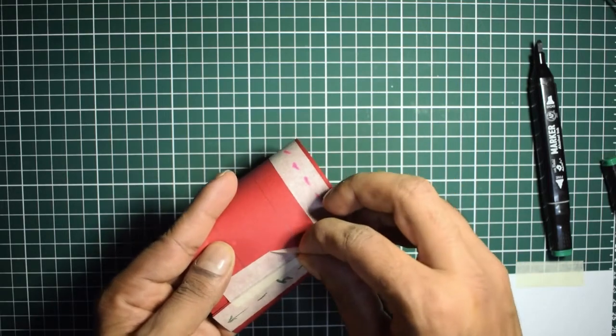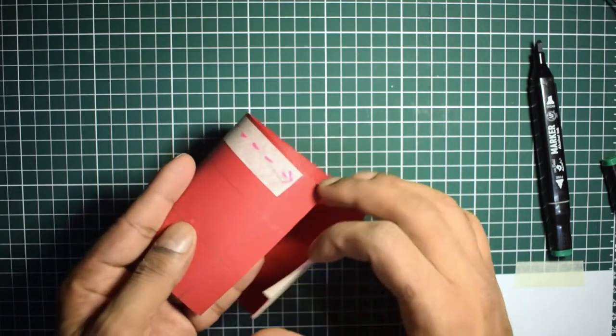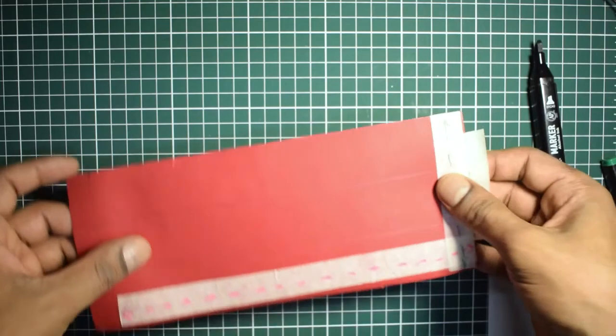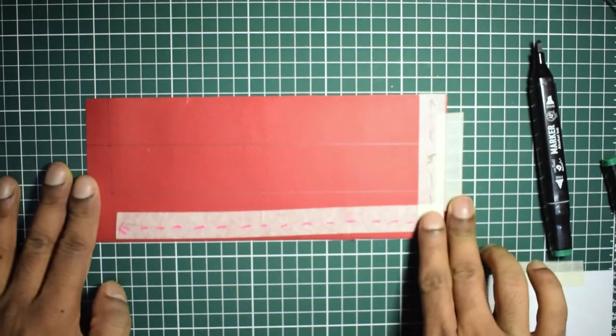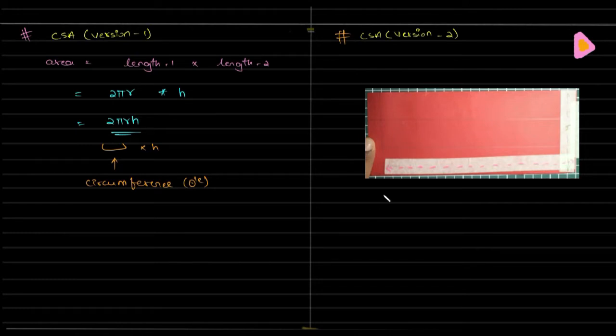What do you think it would be? You can pause and think it over. See, it looks like a rectangle, is it not? Okay, so it looks like a rectangle whose base is of length 2 pi r and the height is h. So rectangle area is what? Rectangle's area is given by length into breadth. So basically the area of this is 2 pi r into h, is it not? Because this is a rectangle.